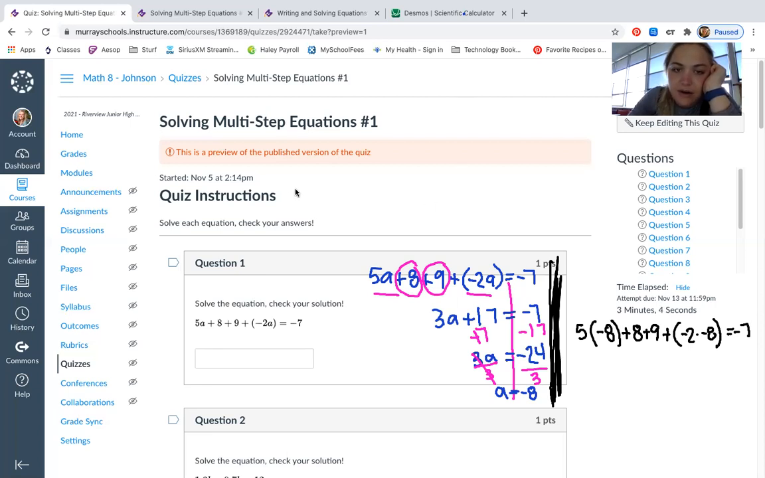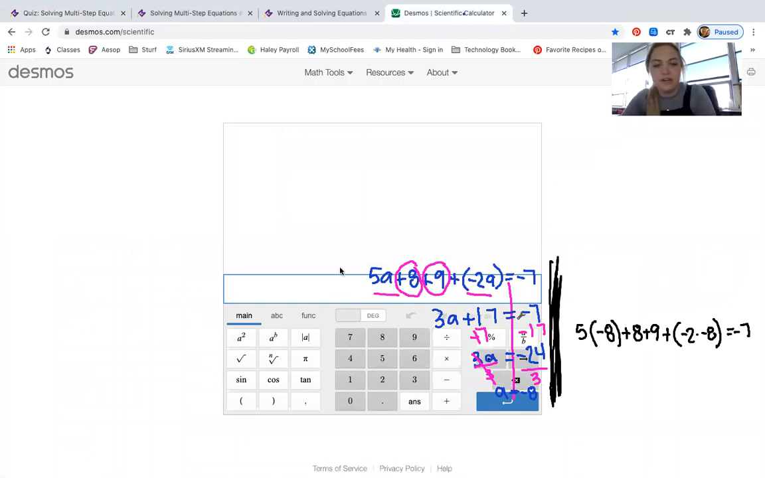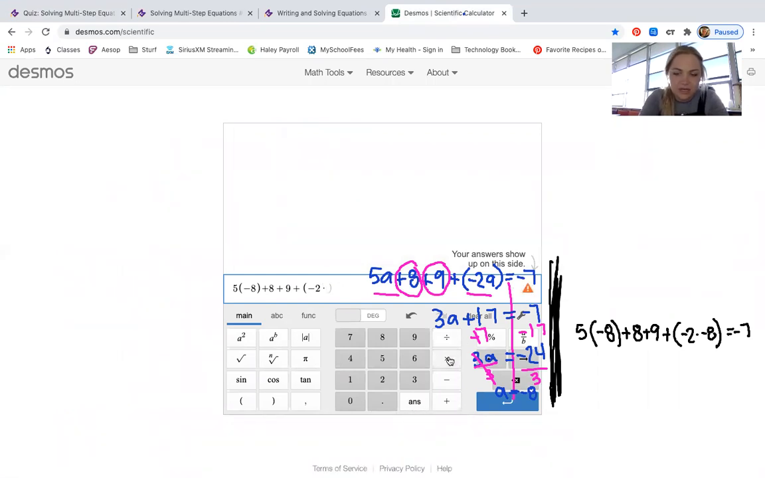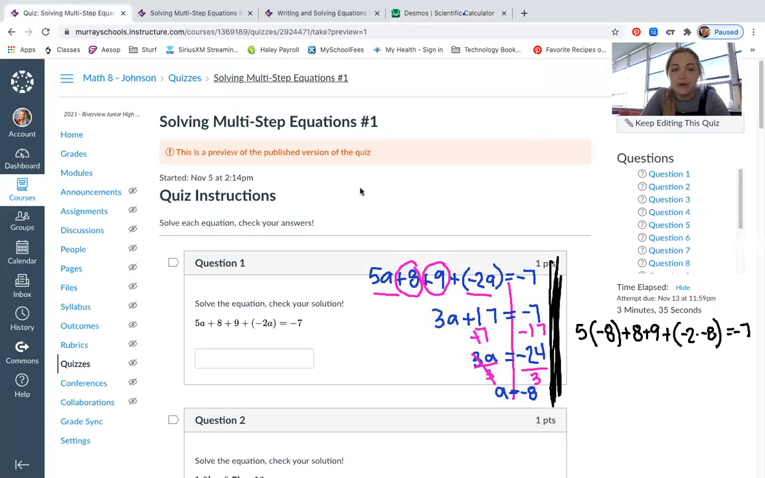Okay, so now I'm actually going to type this all in and see what we get on the Desmos calculator. So if I've got 5 times negative 8 plus 8 plus 9 plus negative 2 times negative 8, what do I get? Well, over here it's kind of hard to see, but over here it says negative 7. That's correct. So I actually did my work correctly.